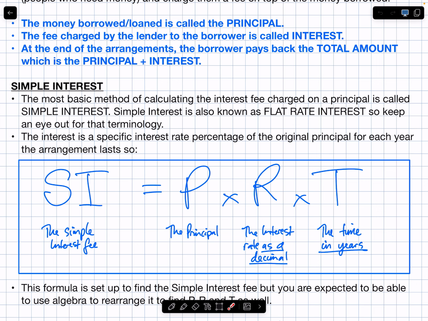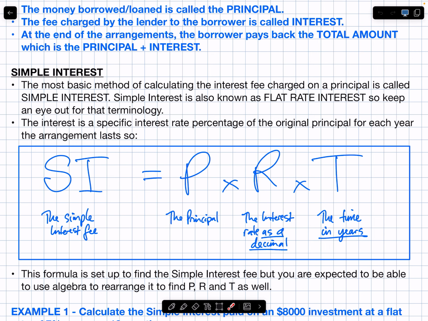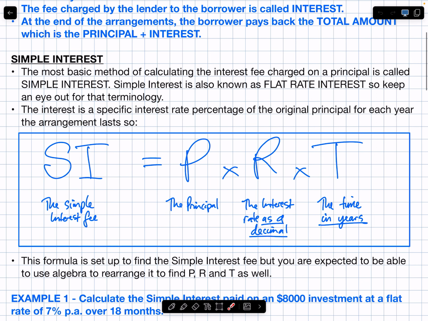If you do general maths next year, I trolled you and I wrote the questions as flat rate, and people are like, oh, what's that? It's simple interest. This is just a different word for it. The interest is a specific interest rate percentage of the original principal for each year. So your formula for that is this.